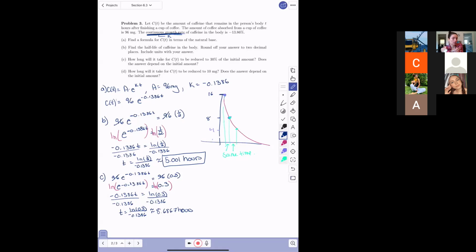Now, good. Does the answer depend on the initial value? No. Good. The answer does not depend.